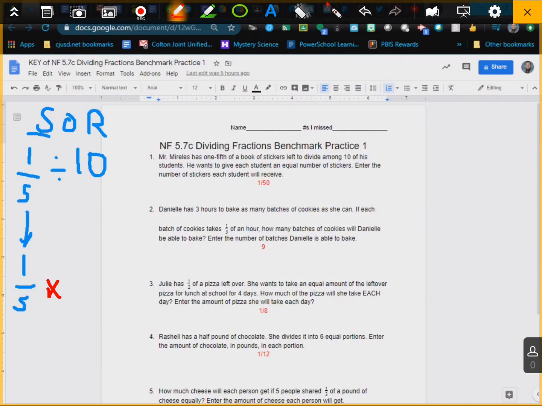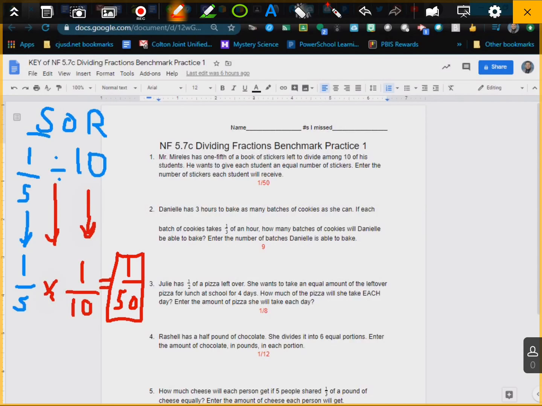So what is the reciprocal of 10? It's 1/10. Looks like I'm having slight technical difficulty. Give me a second. So it's going to be 1/5 times 1/10. And then from there we just multiply. Numerator times numerator, 1 times 1 is 1. Denominator times denominator, 5 times 10 is 50. 1/50 is our final answer.